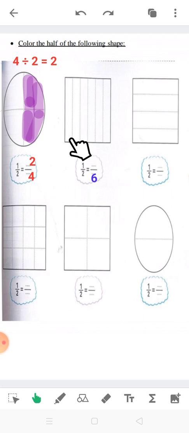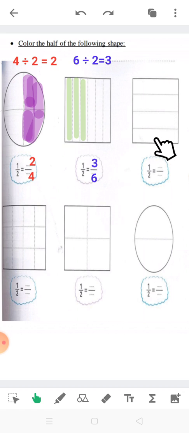All of the parts are 6. This is 1, 2, 3, 4, 5, and 6. We put it in the bottom. In order to get half of 6, what do we do? 6 divided by 2, excellent, 3. So I will color 3 parts. Okay, 1, 2, 3. Excellent.